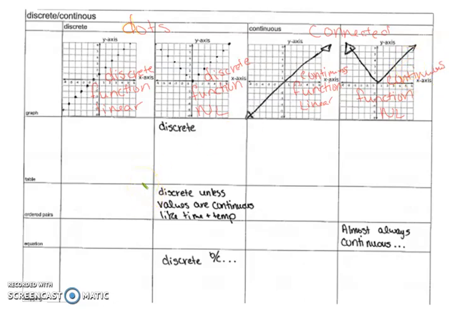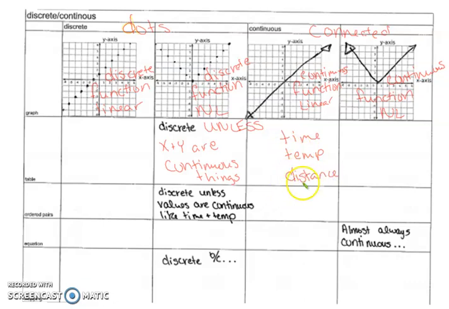Okay. So tables. Tables of values are discrete unless you are given X and Y are continuous things. This is a complicated thing to think about. Okay? Things that are continuous are time, temperature, distance. Those things are all continuous because can I have a half of a second? You can have a half a second.